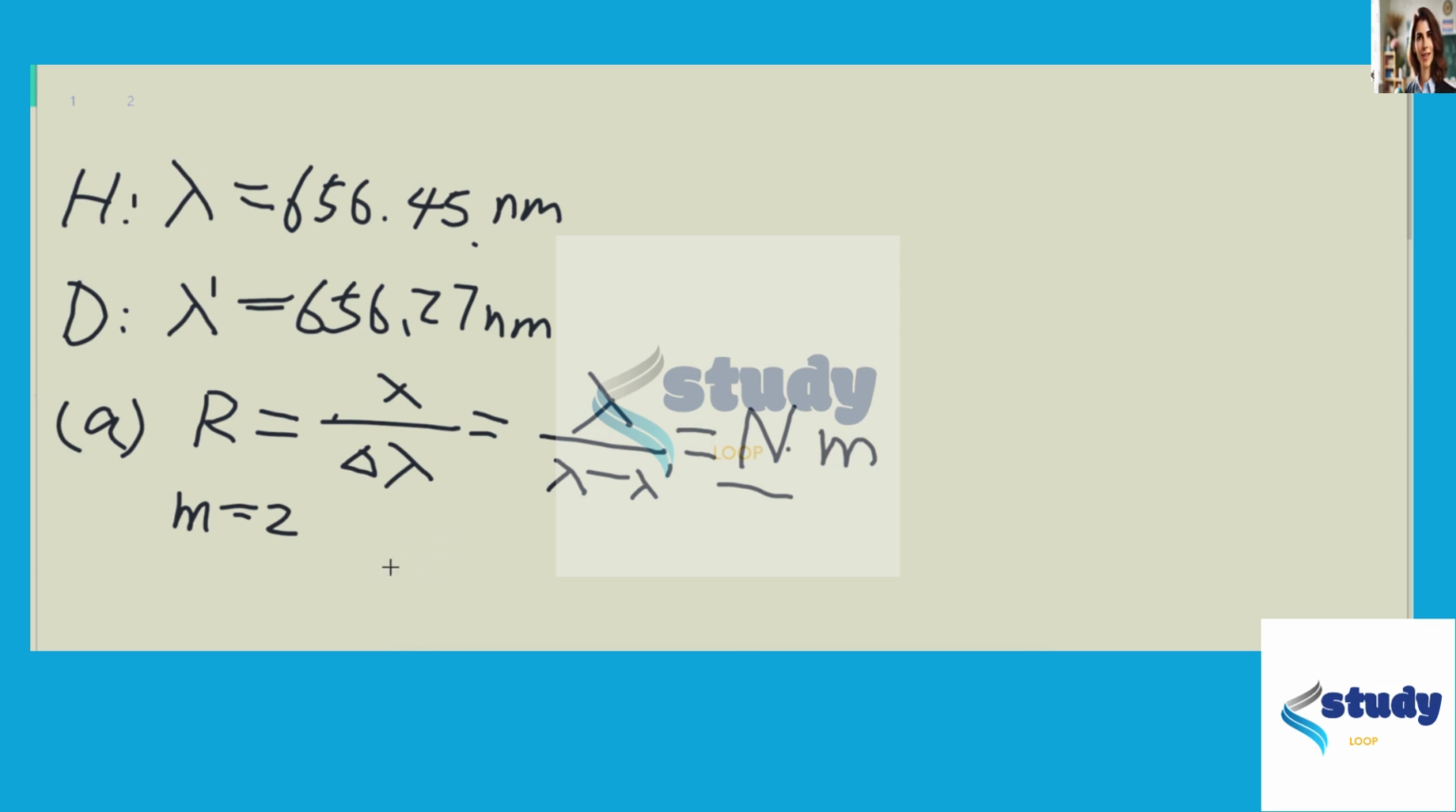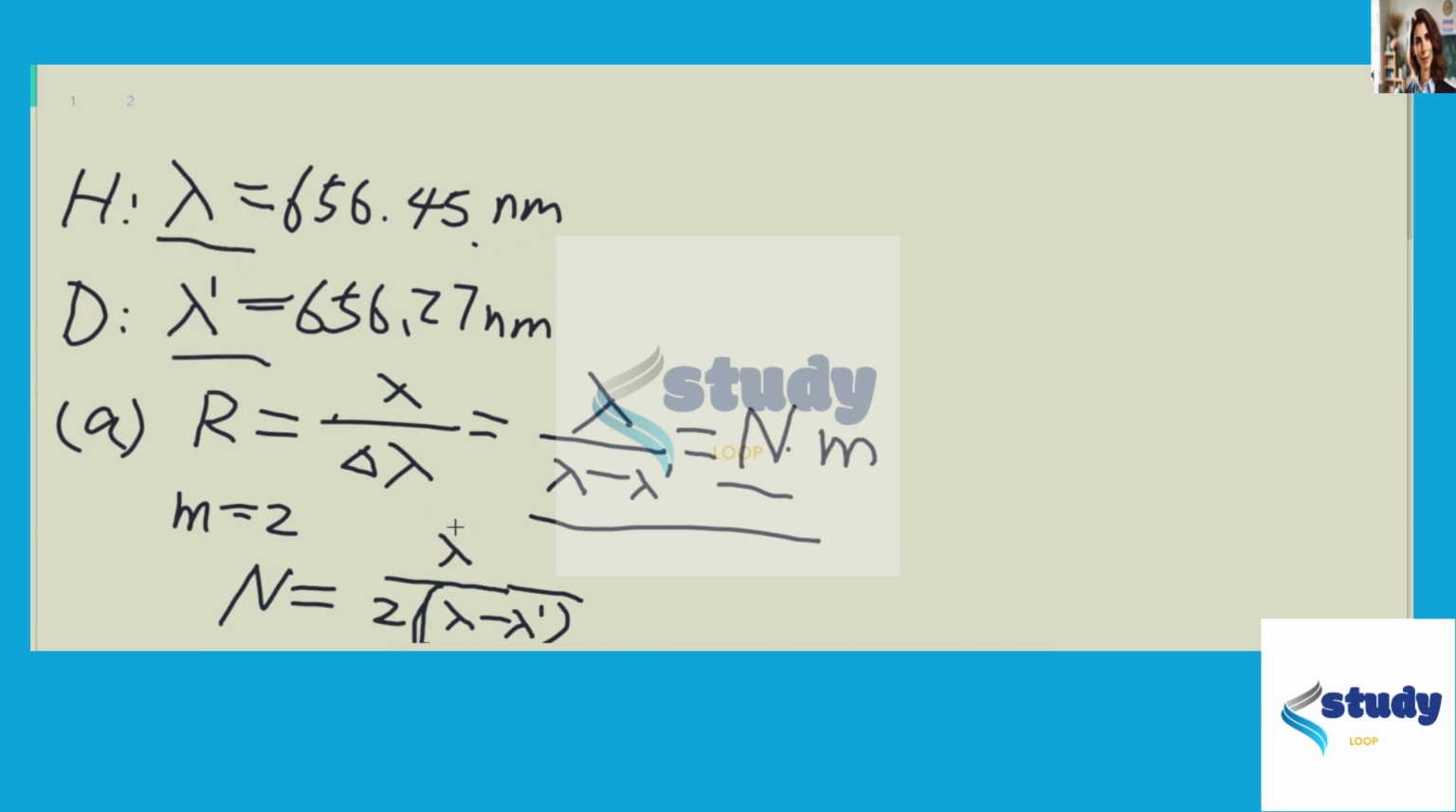So we simplify this equation, and we get N equals lambda over 2 times lambda minus lambda prime. We just plug the values of lambda and lambda prime into this equation, and finally we get N equals 1823. Okay, so this is question A.